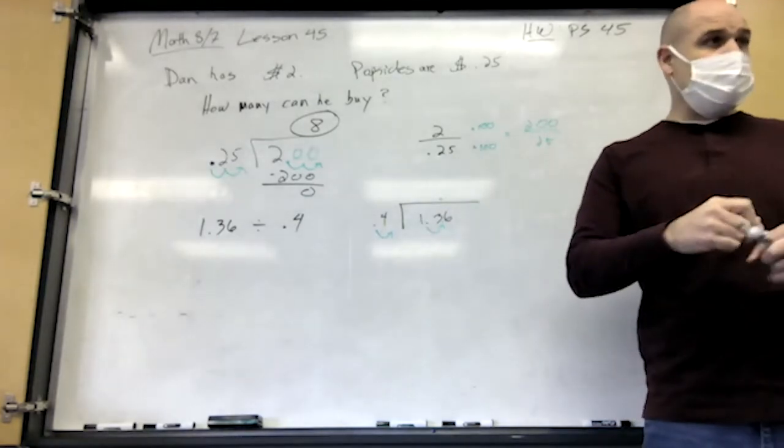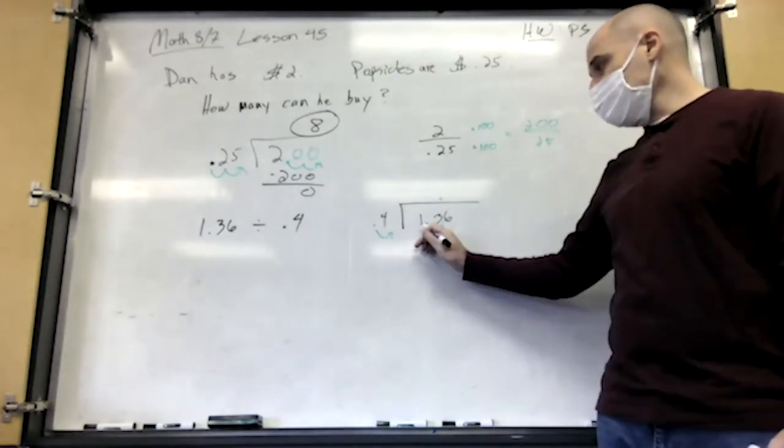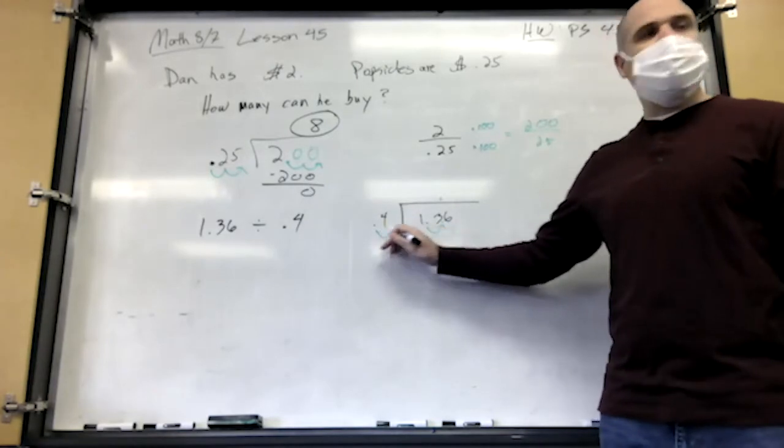So now we just divide. How many times is 4 going into 1? Nothing. How many times is 4 going into 13?